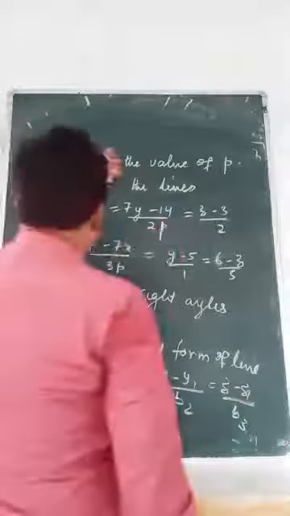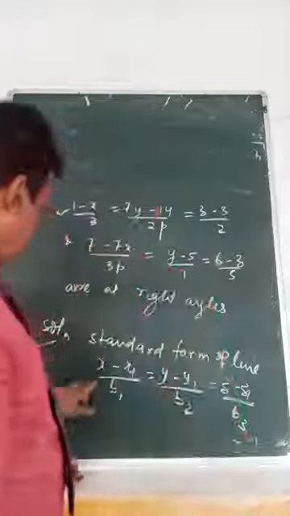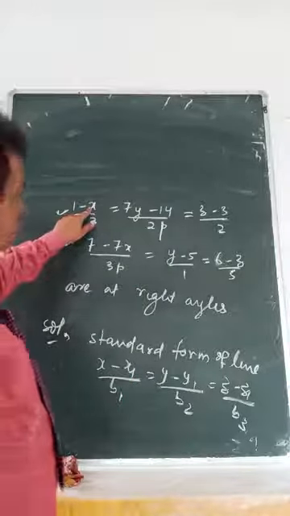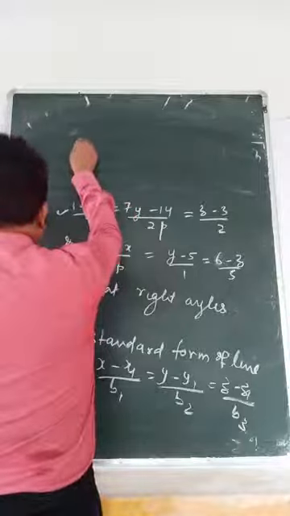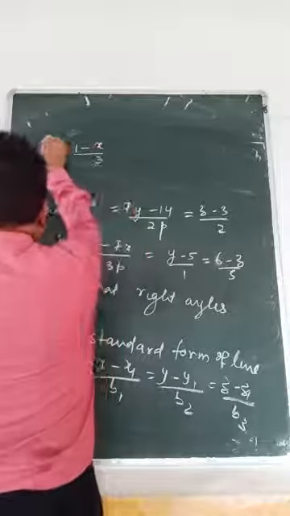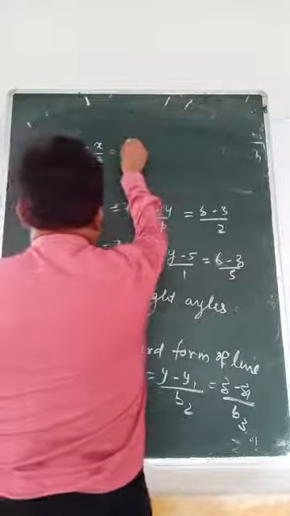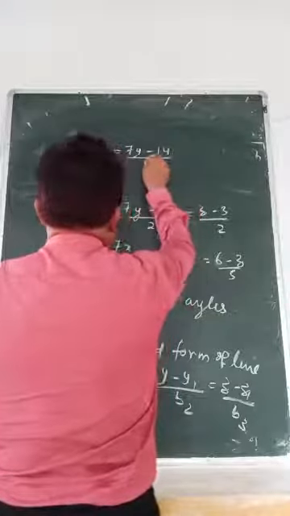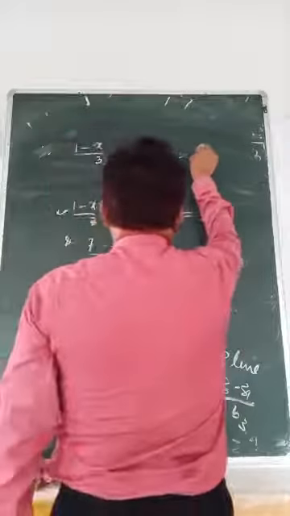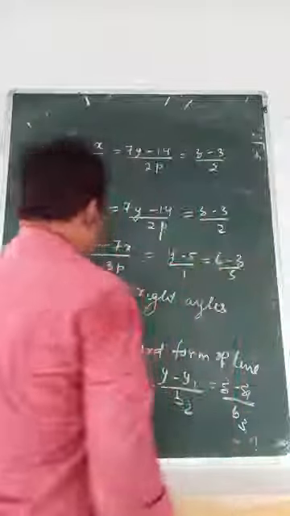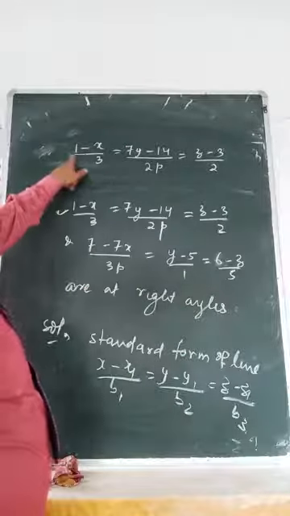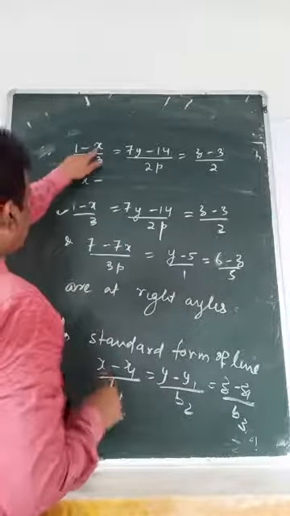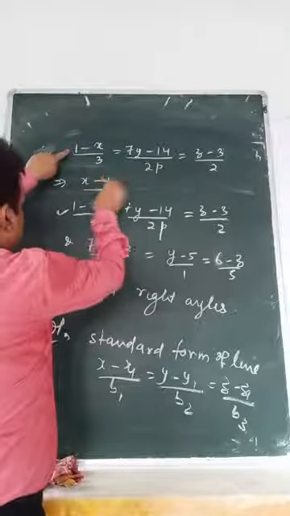Look at (x minus x1) by b1. So this has to be positive, no? So divide by minus sign. (1 minus x) by 3 equals to (7y minus 14) by 2p equals to (z minus 3) by 2. First you have to bring this one to standard form, means you divide by minus 1. So that will be x minus, when you divide by minus, this will be plus, this will be minus, this will be minus.